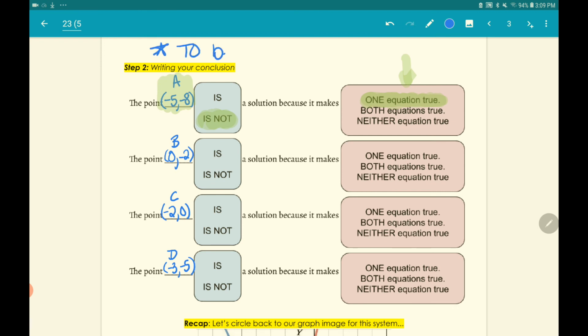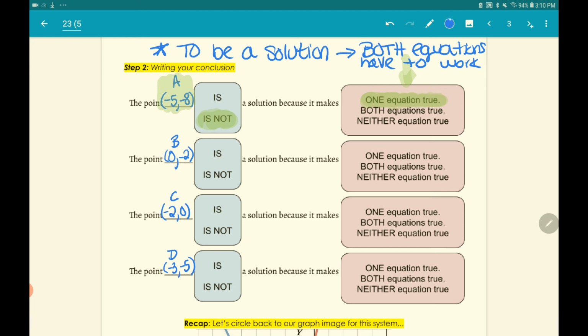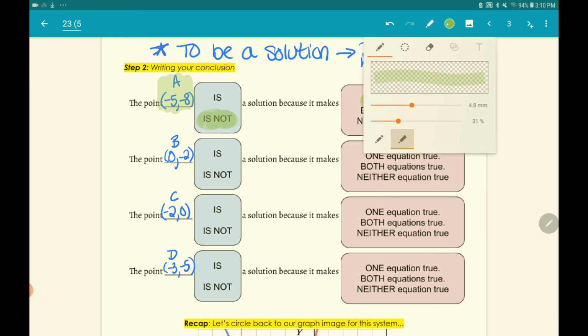All right, so let's write a little recap up top. To be a solution, both equations have to work.